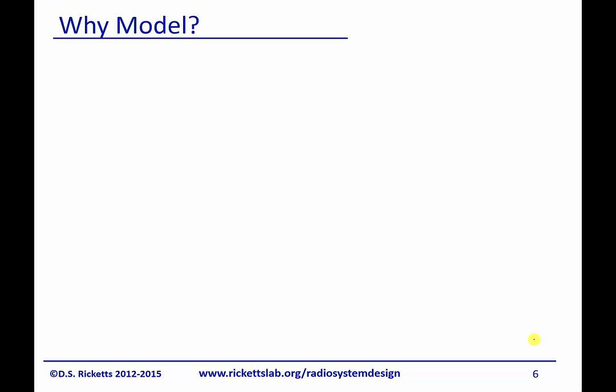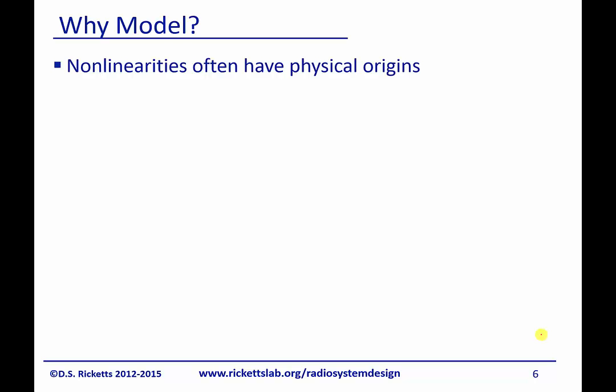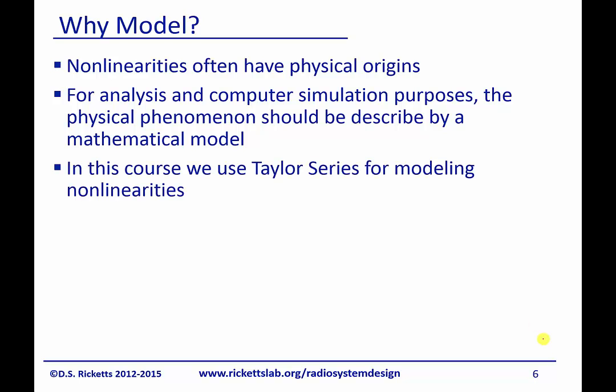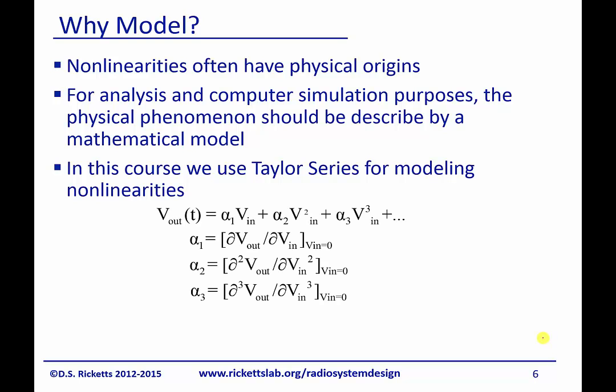Okay, so why and how do we want to model nonlinearity? First off, some nonlinearities have physical origins, so building a model for them can help us understand the physics behind them. And the second part is that if we want to analyze and use a computer to simulate these nonlinear physical phenomena, we need some type of model for them to do that. So it's good to have a model for both reasons of explaining physical origin and also for modeling these nonlinear physical phenomena. So in this course and almost everywhere, we use a Taylor series for modeling nonlinearities. And you probably remember this. We write the output in terms of the inputs, right?